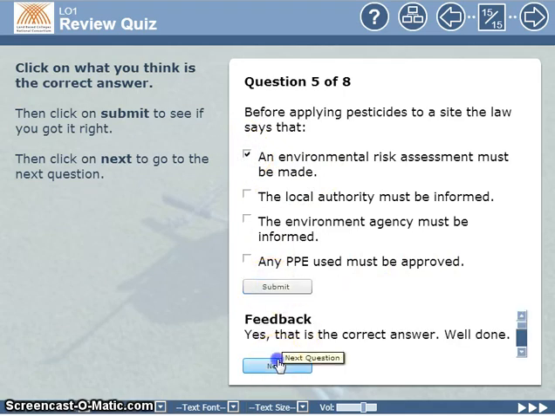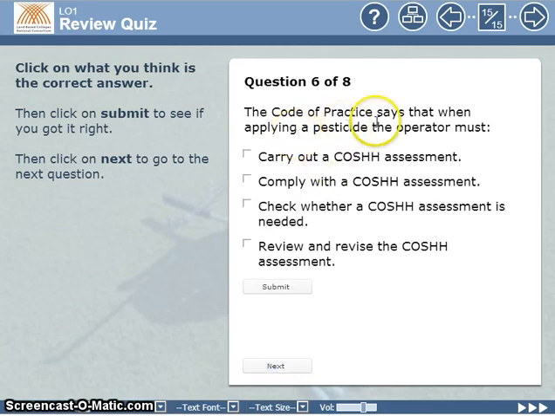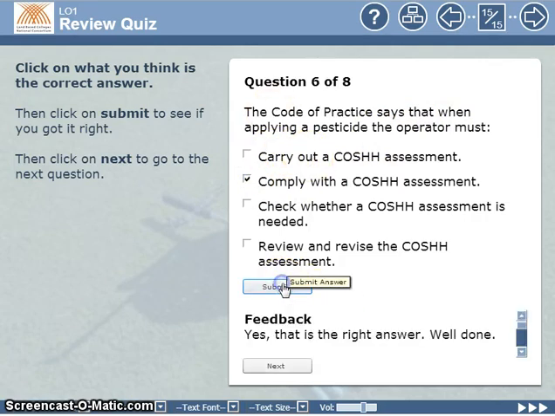Yes, that's right. The Code of Practice says that when applying a pesticide, the operator must carry out a COSHH assessment, comply with a COSHH assessment, check whether a COSHH assessment is needed, review and revise a COSHH assessment. So this is regarding the operator, so I'm going to go for comply with a COSHH assessment because you don't actually have to do it, I don't think.